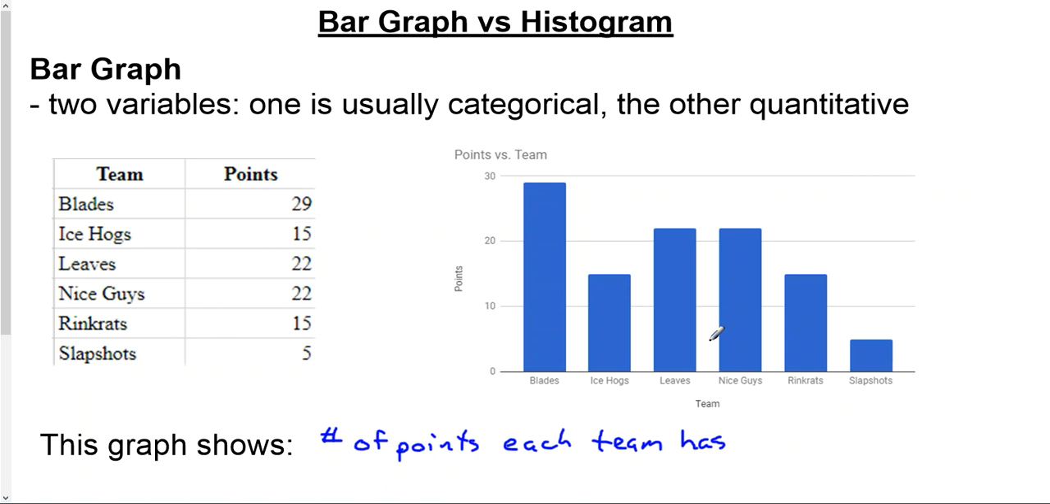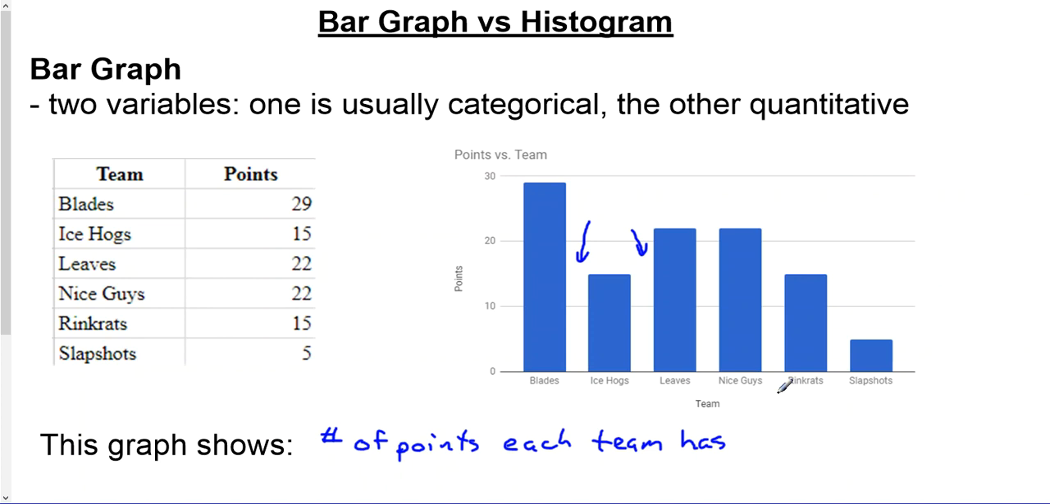Now, when you look at this, there are gaps in between the bars on our bar graph here. Why are there gaps in between the bars? Because the things that we're plotting along the x-axis are separate categories. The Blades is one team, Ice Hogs are a different team. These are separate categories, so it's appropriate that there's a separation between these bars.